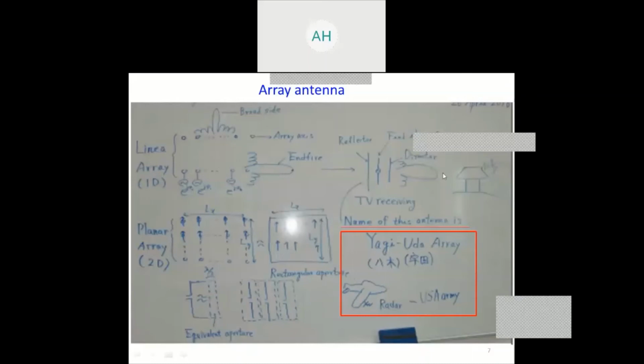So this is one practical application of end fire. However, for high gain antennas, this broadside array is mostly used in the mobile base station. Another is this planar array. This linear array is placed in two dimensions. This is a very high gain antenna, so in many applications this is used.